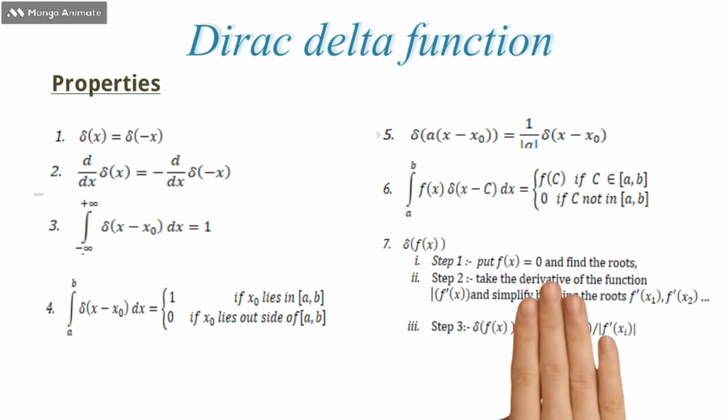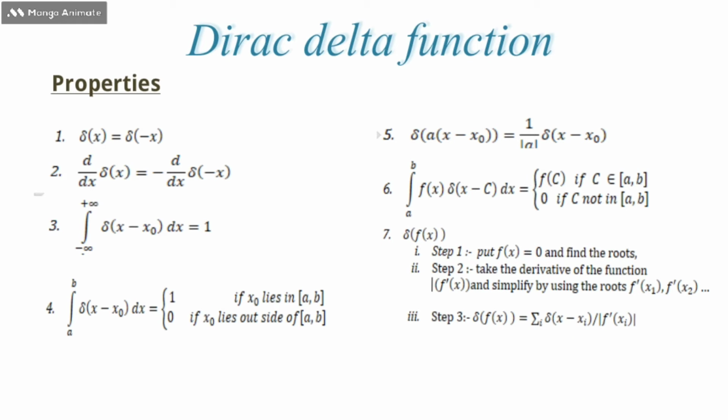Now, Dirac delta of a function can be solved in 3 steps. First one is, put f of x as 0 and find the roots. Second step is to take the derivative of the function and simplify using the roots. And the third step is delta of the function is equal to summation over i of delta of x minus xi, divided by mod f dash xi. The integral minus infinity to plus infinity, f of x times the nth derivative of the delta function dx can be calculated by transferring the derivative to the function, and multiplying with minus 1 raised to n.